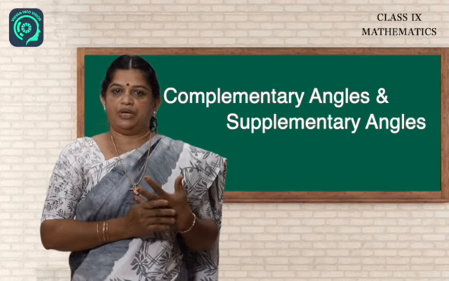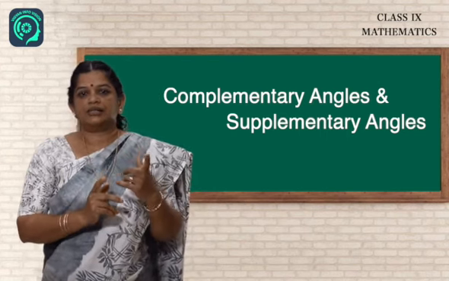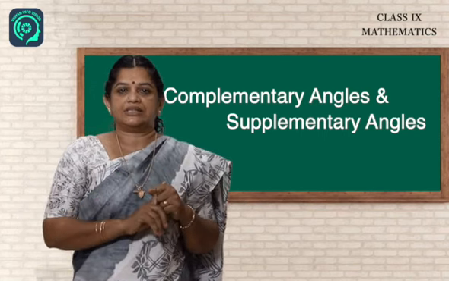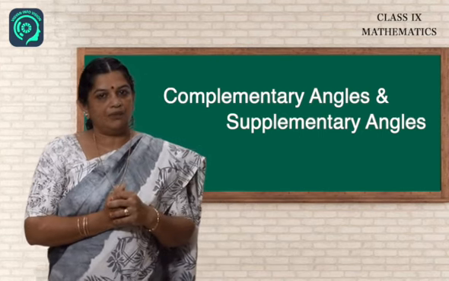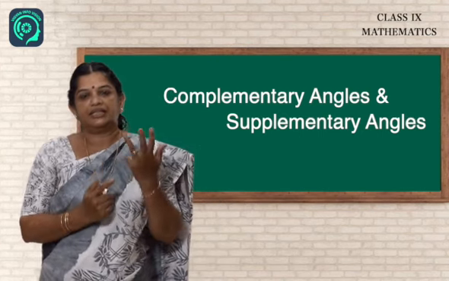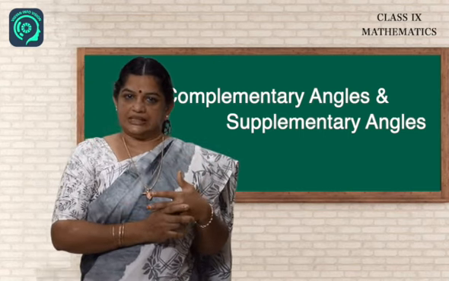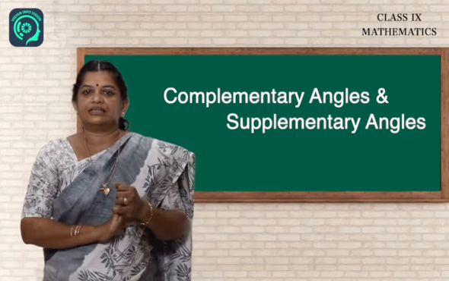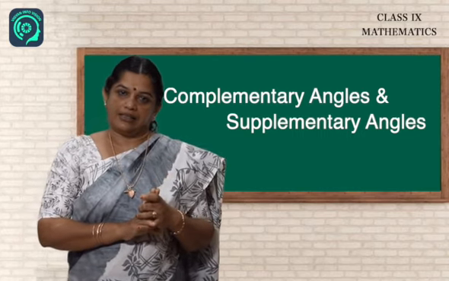Okay. Now, let us see what complementary angles and supplementary angles are. Do you know very well what is meant by complementary angles? Two angles are said to be complementary if the sum of their measures is 90 degrees, isn't it? Can you give one example? Yes, very good. 30 degrees and 60 degrees are complementary angles to each other, because if we add 30 plus 60, we get the answer as 90 degrees. So, these two are complementary angles.